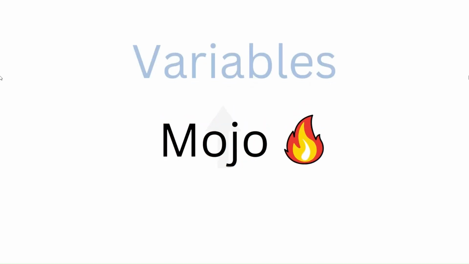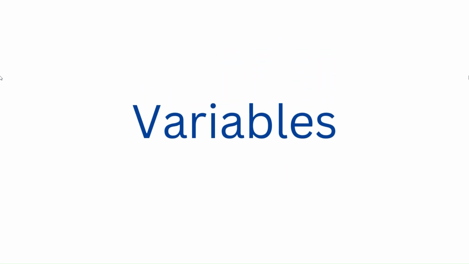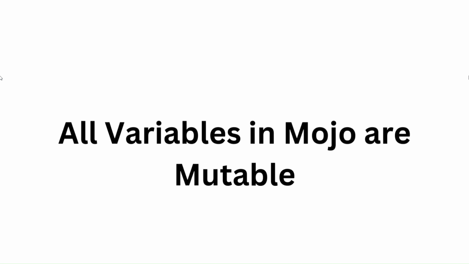Mojo is an entirely new programming language for all AI developers. In this video, we will discuss variables in Mojo. First, what are variables in Mojo? A variable is a name such as abc or any other desired legal name that holds a value or an object. All variables in Mojo are mutable, hence, their value can be changed.